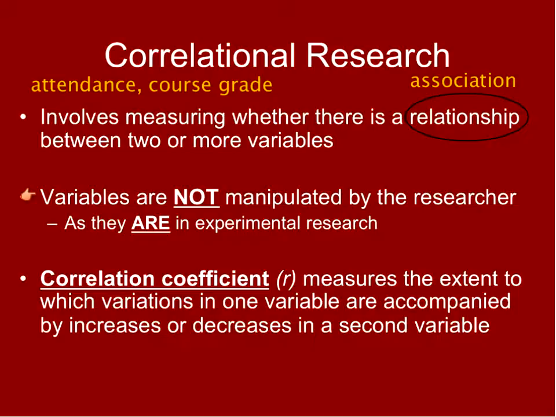So we're not manipulating anything in that correlational research design. In an experimental design, yes, we would manipulate certain variables. Okay? We might think there's a connection between the number of hours of sleep that you get and your grade on your math test. Okay, how much sleep did you get last night? What was your grade on the math test? Is there a connection between those two things?